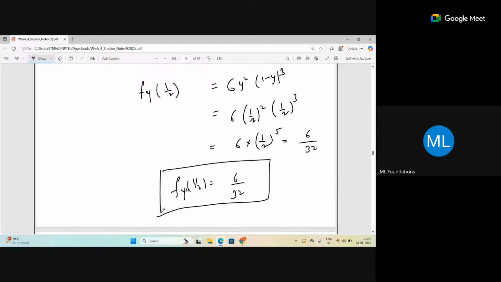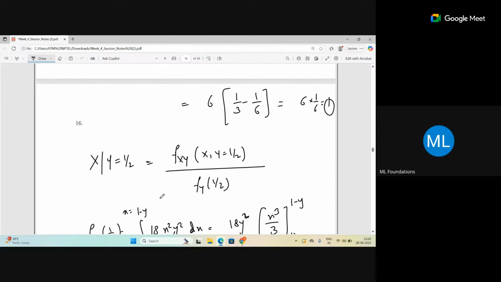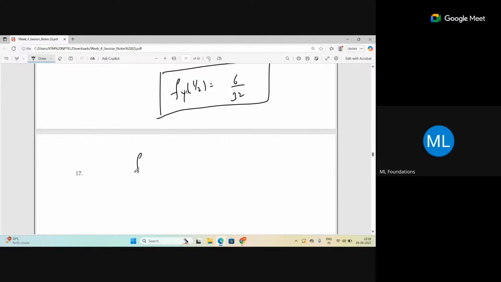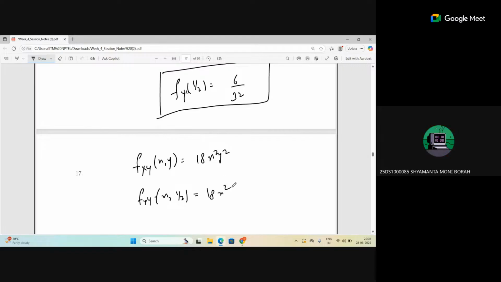Okay. Now, what about this f of x given y equal to half? So the joint density is actually, what is my joint density? 18 x square y square. And what is this joint density at y equal to half? It is 18 x square into half square, right? So it is 18 x square by 4. If it is 4, then it is 9 by 2, right? I can write 9 by 2, or you can keep it as it is, not an issue. I'll write 18 x square by 4.